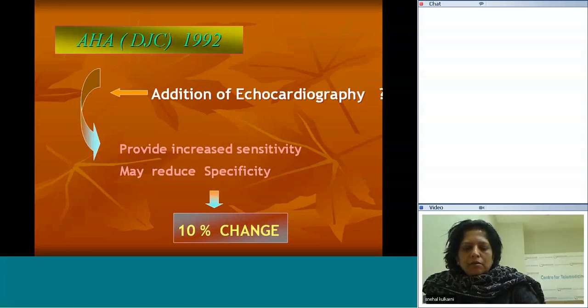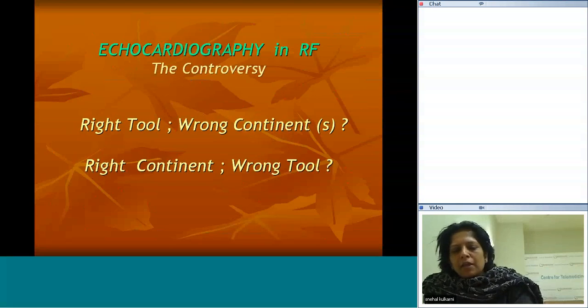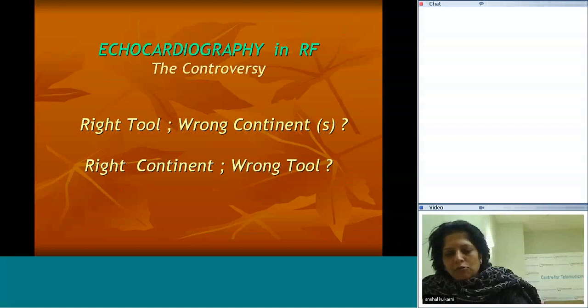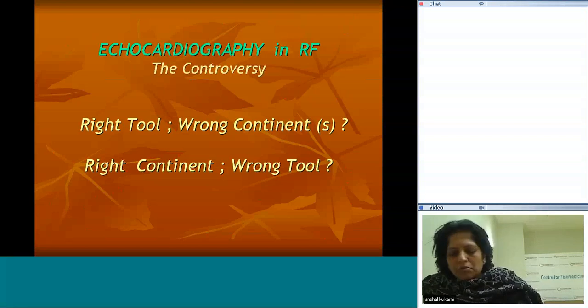So, the AHA has said that it can increase sensitivity, but definitely may reduce specificity. So, what we can say is, actually, it's a right tool in the wrong continent, the continent where you do not see rheumatic fever. But in the right continent, where we really see a high incidence of rheumatic fever and rheumatic carditis, it may be a wrong tool. So, it's very difficult to say at this stage.